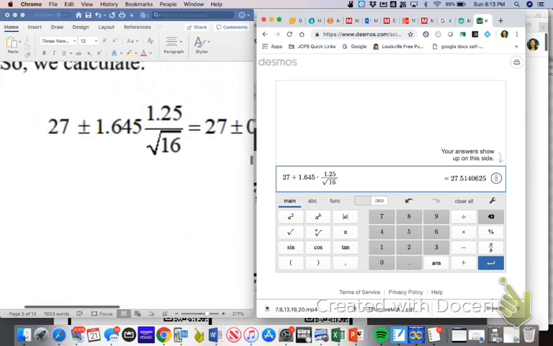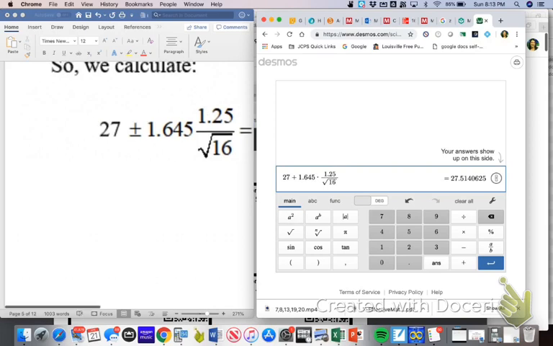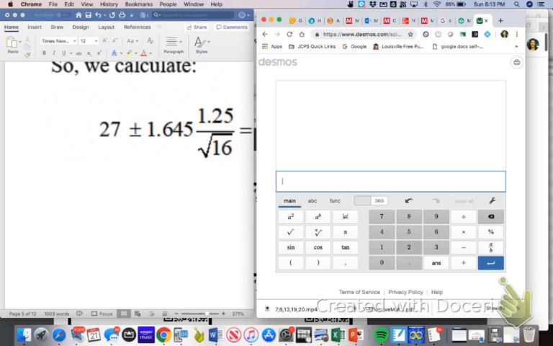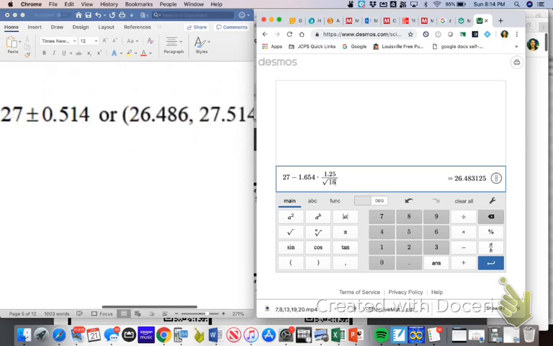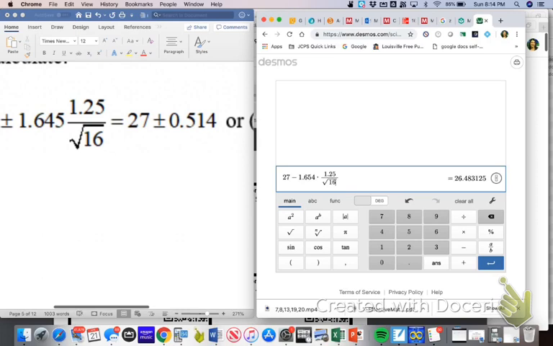And then to do the subtraction piece, I'm going to clear it. Clear all. So then I just do 27 minus 1.645 times, I'm going to put in my fraction, 1.25 divided by square root button of 16. And there you see I get the number that I calculated for the lower side of my interval.